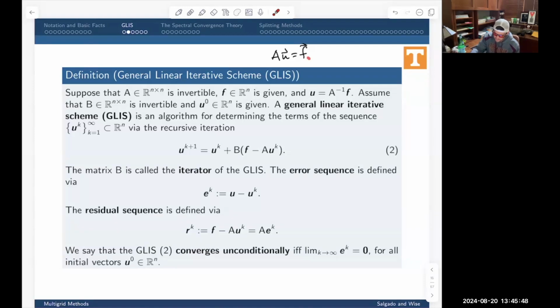But F is always given, A is given, and U is the unknown thing here. By saying that U is equal to A inverse F, that just means it solves this problem. I'll use this shorthand all the time. So rather than say U solves this problem, I just say U is equal to that vector. Assume that B is invertible and U0 is given.